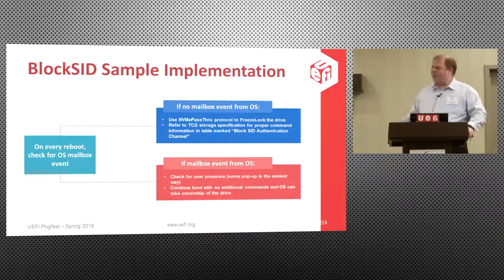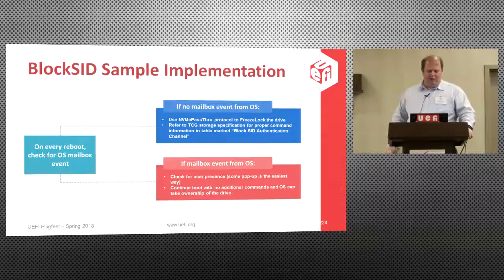But if a mailbox event has occurred, check user presence, some sort of pop-up to make sure that, hey, we've requested some sort of change based from your operating system. Is this something you've done? So that the user can know that some sort of request has been made, and then continue to boot normally without freeze locking the drive. Where in the first example, we would have freeze locked the drive. Or we did, sorry, using the pass-through protocol to freeze lock the drive.